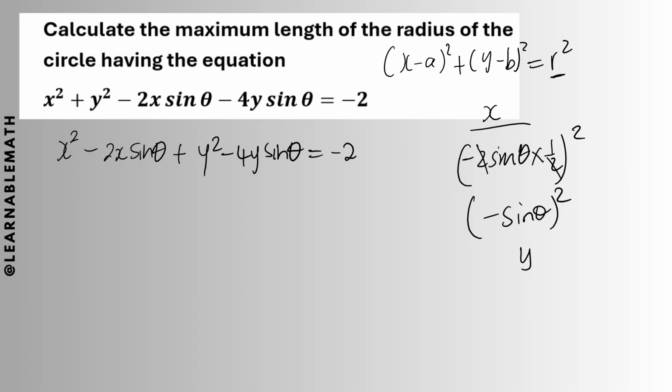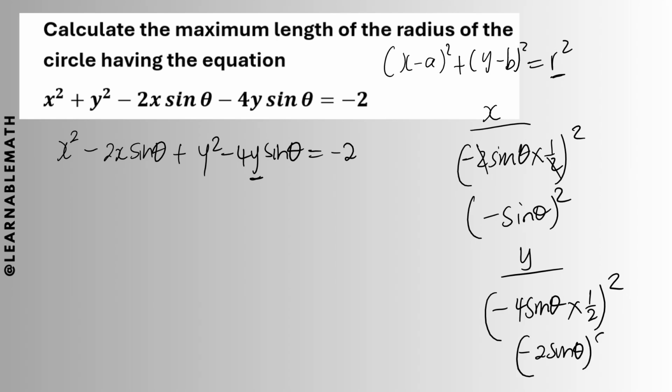Then we go to the coefficient of y. We do the same. Anything multiplying with y is minus 4 sine theta. We multiply this with half and we square it. This is the process of completing the square. So minus 4 times half is going to be minus 2 sine theta, which is squared.